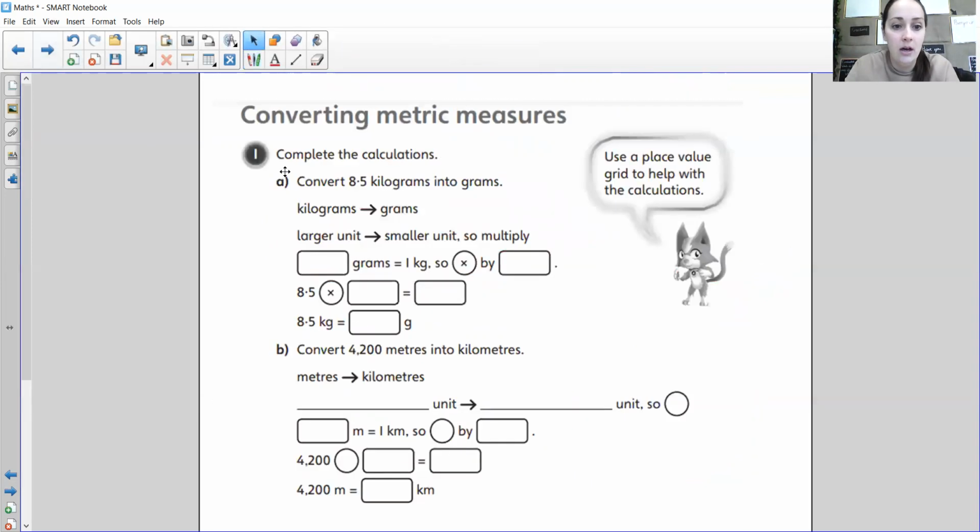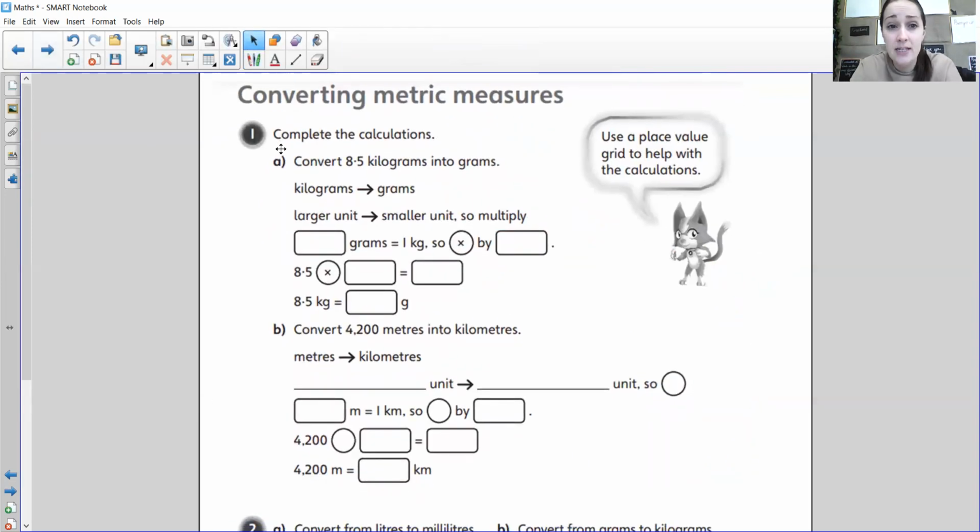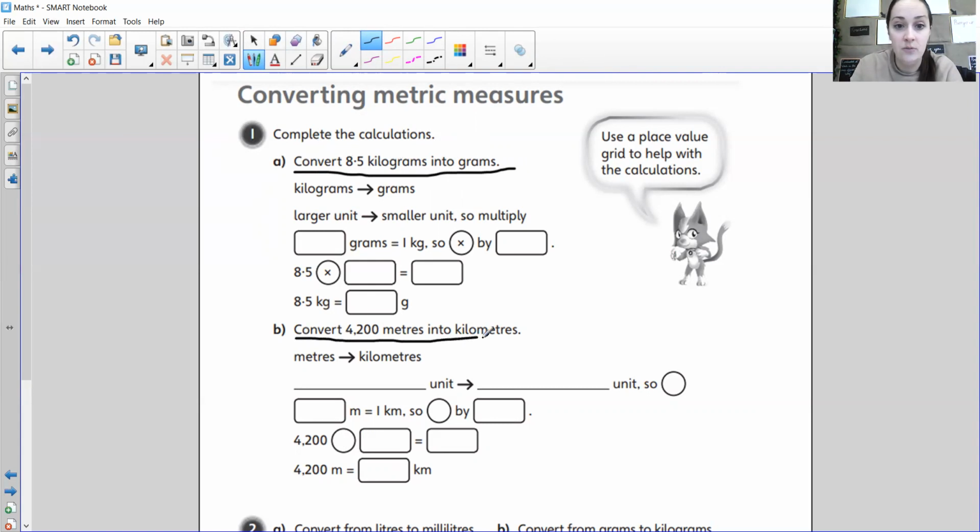Okay, here we are then. So this is your independent activity. I am going to give you a couple of minutes to look at number 1, and then I will show you number 2. I haven't got these printed in your packs, I don't think, but you can just write these down, okay? And you don't need to worry about all of these boxes because they do look quite confusing, okay? So just work out the main bit that it's asking you to do. So the first one is just asking you to convert 8.5 kilograms into grams. So you don't have to do all of the boxes, you can just do that bit. The next one, change 4,200 meters into kilometers. Okay.